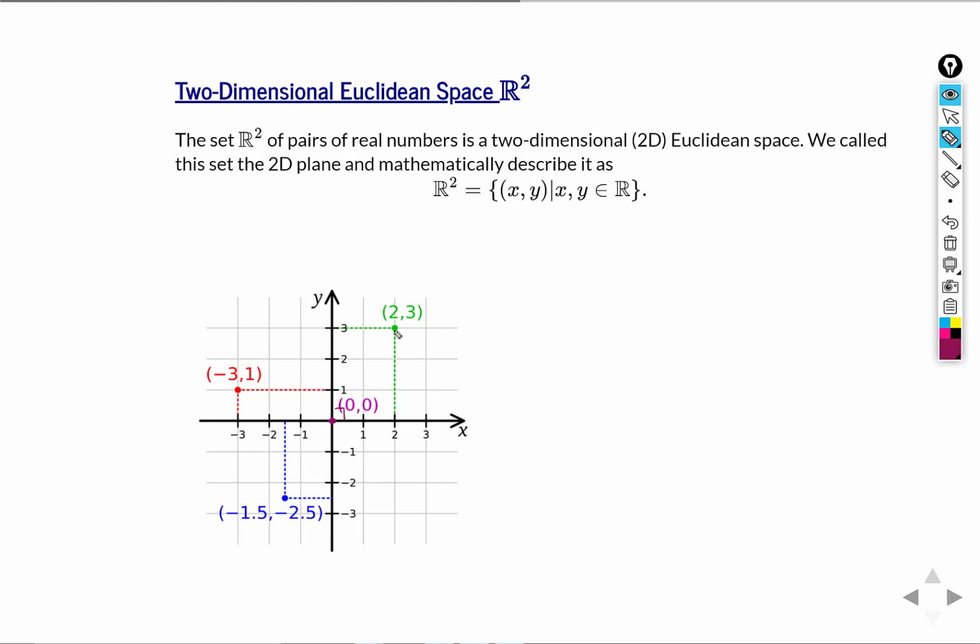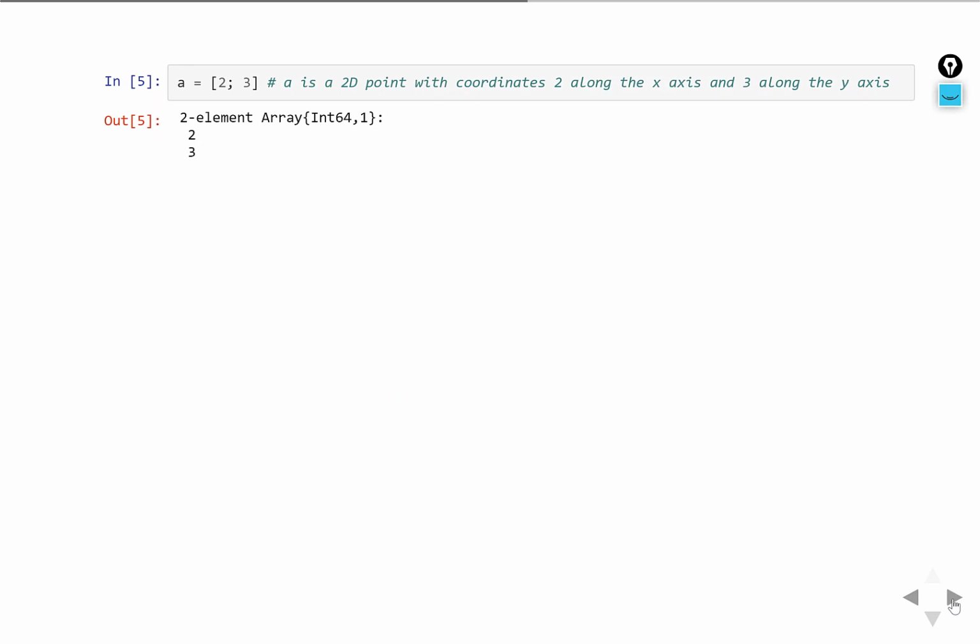Any point in this space can be identified using 2 real numbers. The first coordinate is the distance from the origin along the x-axis, which is 2 for this point. And the second coordinate is the distance along the y-axis from the origin. In Julia, we can define a 2D point using a 2-vector.